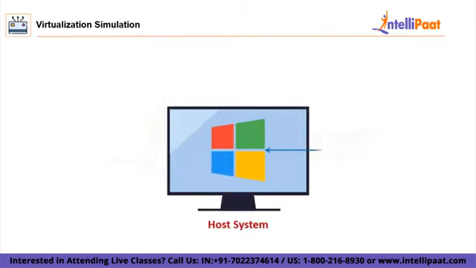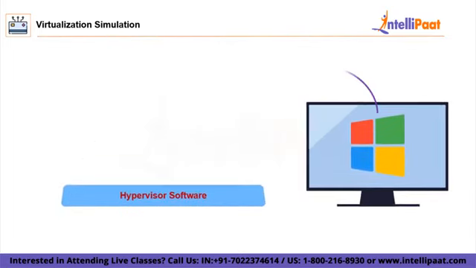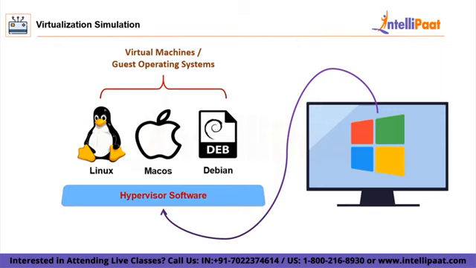The system that you are able to see on your screen is running Windows as an operating system. Since we are looking to virtualize this system, it will be termed the host system and Windows OS will be termed the host operating system. Basically, the virtualization software, that is the hypervisor, will be installed over this host operating system or directly over the hardware. And then using this piece of software, we can have multiple instances of different operating systems such as Linux, Mac or Debian. All these virtual instances will be termed virtual systems or guest operating systems.